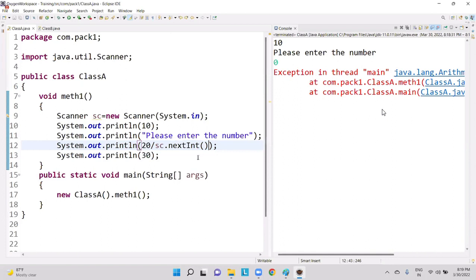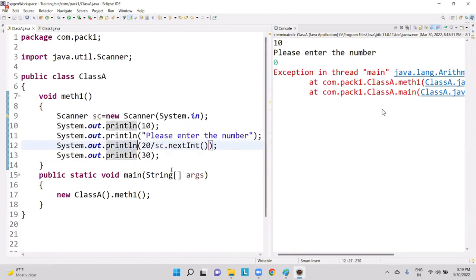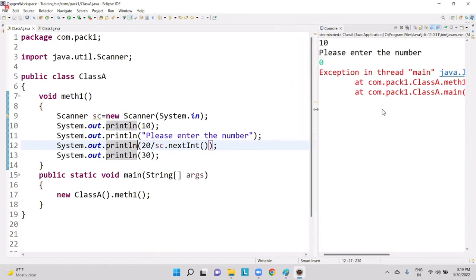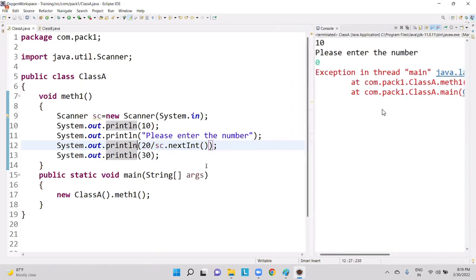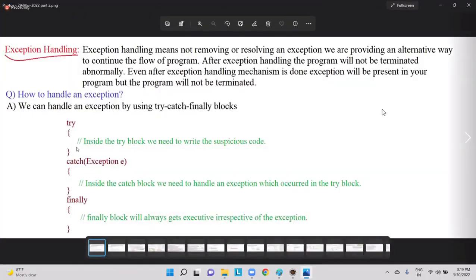Right. Now, guys, for example, right now in this particular line of code, in this particular method, can you please tell me what is the suspicious code? Malicious code. Tell me the line number. Exactly. Guys, I told you, please be active today, please. What is the line number? Line number 12. This is suspicious code, right? So what I told you guys, inside the try block, we need to write the suspicious code, right?